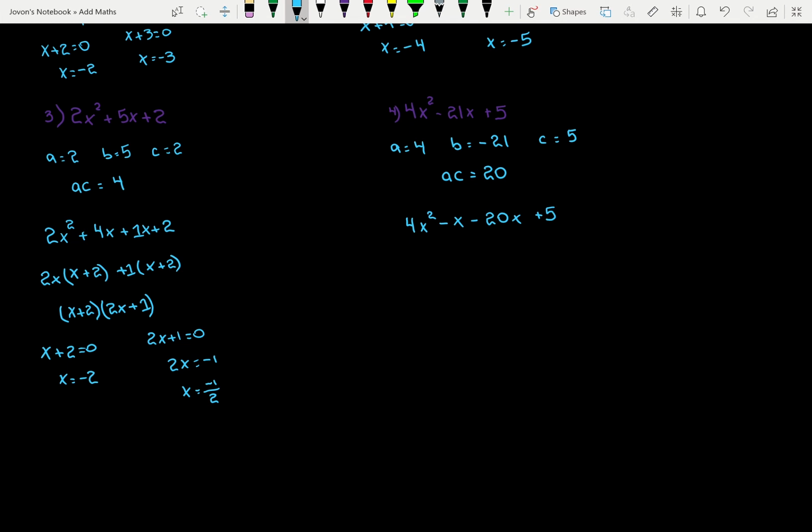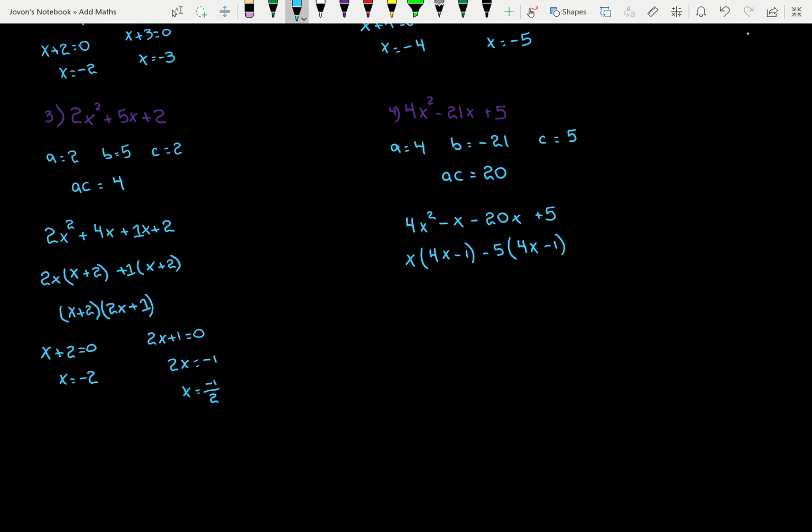Now, we're going to look at the first two terms. What we're going to factor out is x. X is the only thing common between them, because both of them have the term x in it. So this will simplify to 4x minus 1. The next one would simplify to, let's factor out minus 5. When we factor out minus 5, minus 20x divided by minus 5 is 4x. And 5 divided by minus 5 is minus 1.